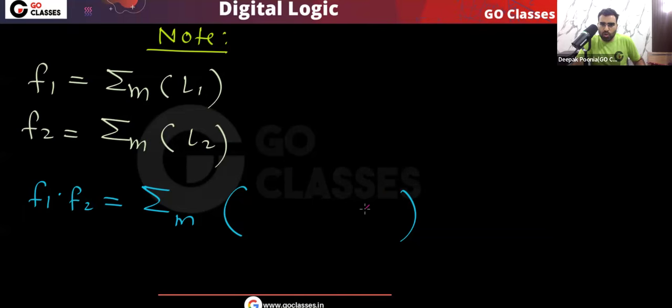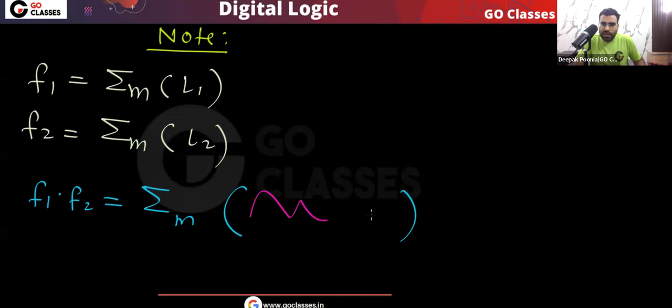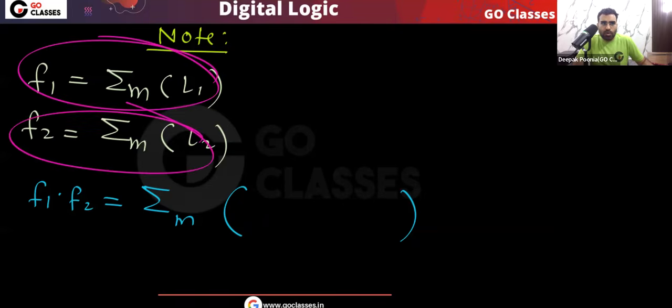So I want those row numbers, those input combinations where f1 and f2 is 1. Remember, for any input combination, f1 and f2 will be 1 if and only if for that input combination both f1 comma f2 are 1. Yes or no? So here I will write those input combinations, those row numbers, for which both f1 comma f2 are 1.